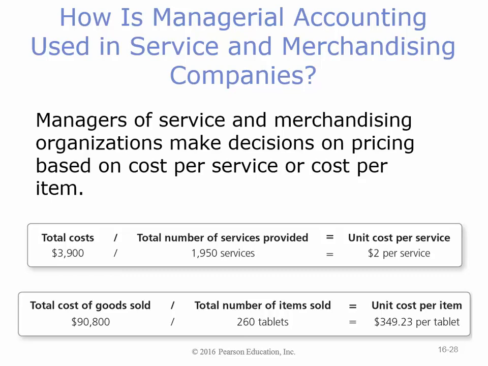Unit cost per item in a manufacturing situation: total cost of goods sold divided by the total number of items sold gives us unit cost. So that's not crazy hard math. It's pretty logical and pretty obvious, actually.